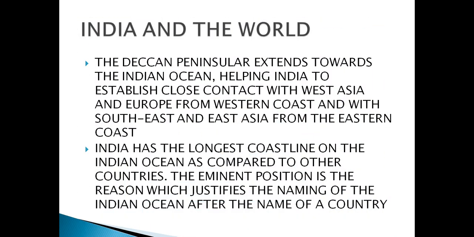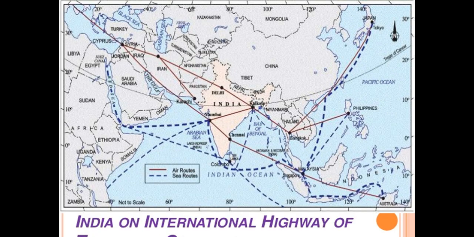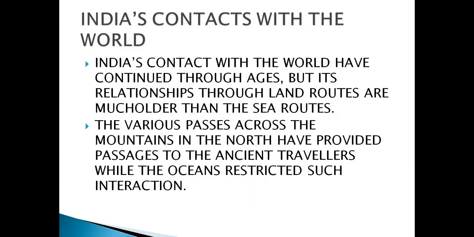India has the longest coastline on the Indian Ocean as compared to other countries. This eminent position is the reason which justifies the naming of the Indian Ocean after the name of the country. We see that India has the longest coastline on the Indian Ocean, by which this ocean got its name after a country, and that is India.